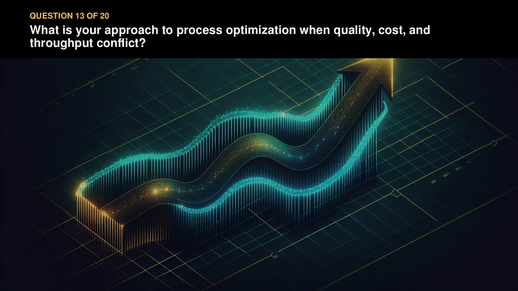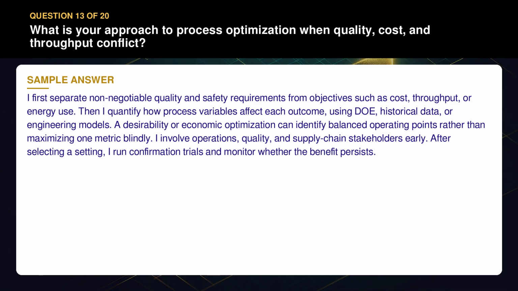Question 13. What is your approach to process optimization when quality, cost, and throughput conflict? I first separate non-negotiable quality and safety requirements from objectives such as cost, throughput, or energy use. Then I quantify how process variables affect each outcome, using DOE, historical data, or engineering models. A desirability or economic optimization can identify balanced operating points rather than maximizing one metric blindly.